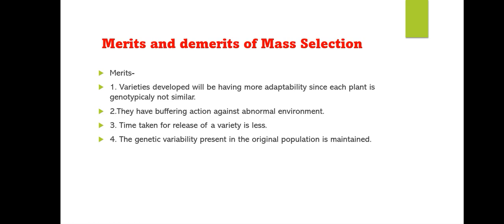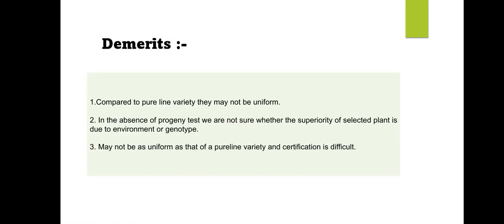Mass selection is applicable to both self and cross-pollinated species, but mostly for cross-pollinated crops. Merits and demerits of mass selection. Merits are given below. First, varieties developed will have more adaptability since each plant is genotypically not similar. They have buffering action against abnormal environment. Time taken for release of a variety is less. The genetic variability present in the original population is maintained.